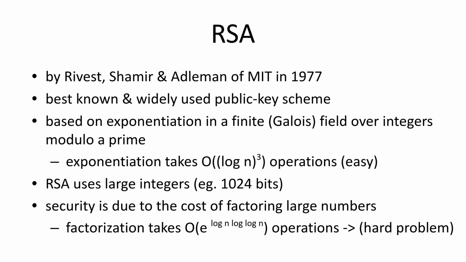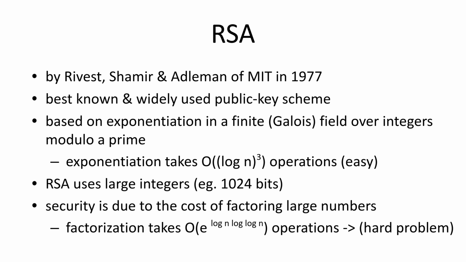So let's continue. First, an introduction. RSA is short form for the names of the inventors of this particular crypto system. Rivest, Shamir and Adleman of MIT, Massachusetts Institute of Technology. In 1977, they invented or designed this particular crypto system. As I told you earlier, it's probably the most widely used public key scheme.